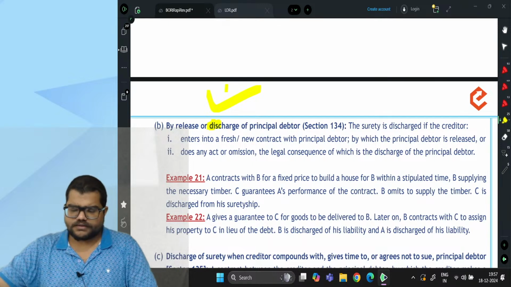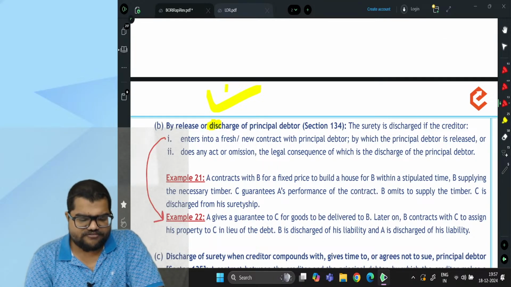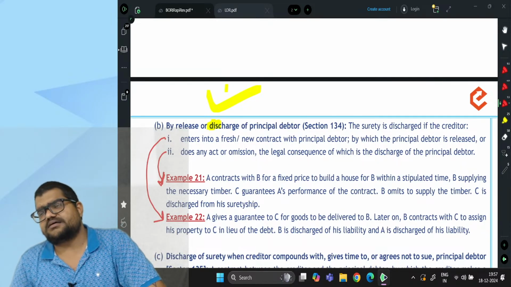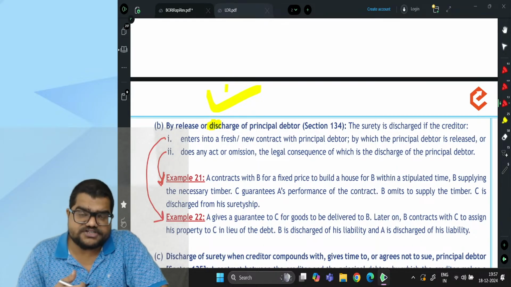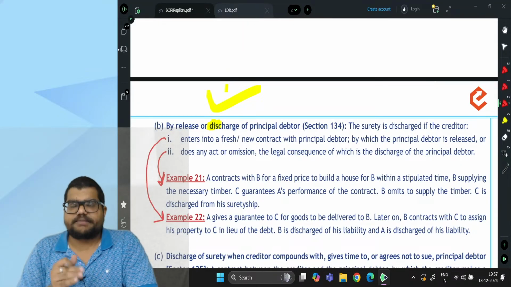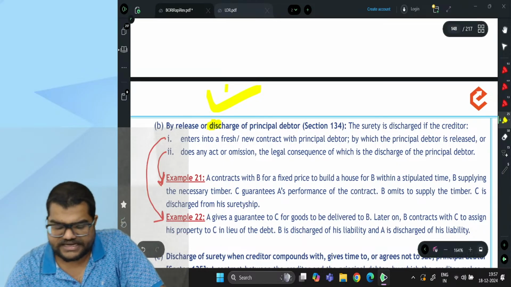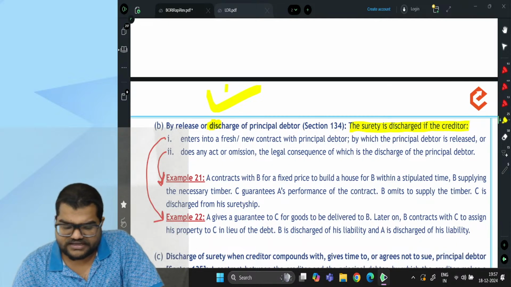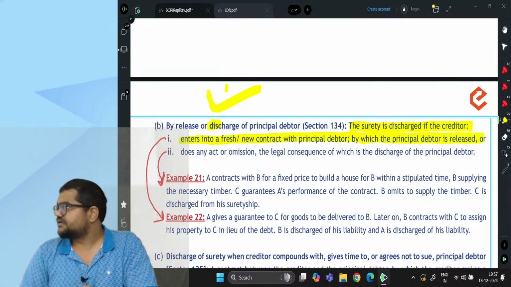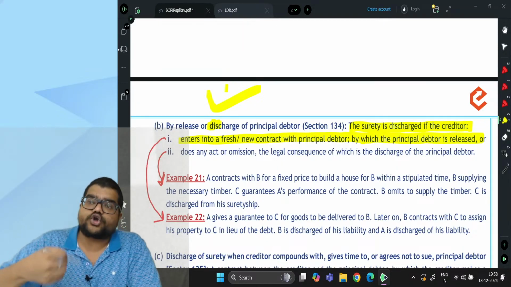Basically, for point number 1, we have example number 22, and for point number 2, we have example number 21. The points are very simple. So let's say, in return of the loan which the debtor took, if debtor pays something to the creditor, and because of which debtor is free, surety will also get free. See, if you can just read this line. The surety is discharged if the creditor enters into a fresh or new contract with the principal debtor by which the principal debtor is released. So ultimately what needs to be understood is, sir, if principal debtor is released, then in that case surety is automatically released.